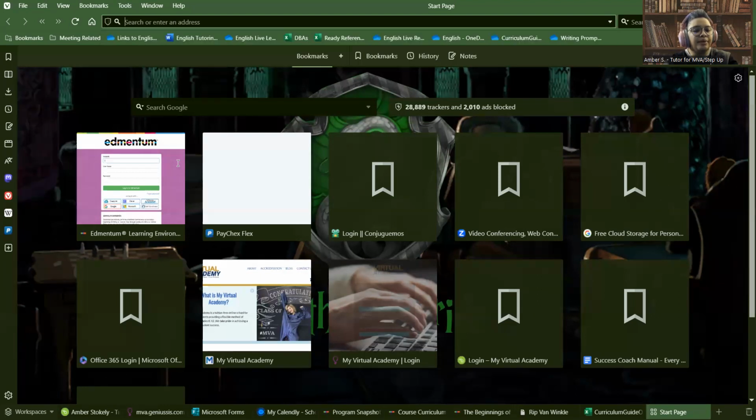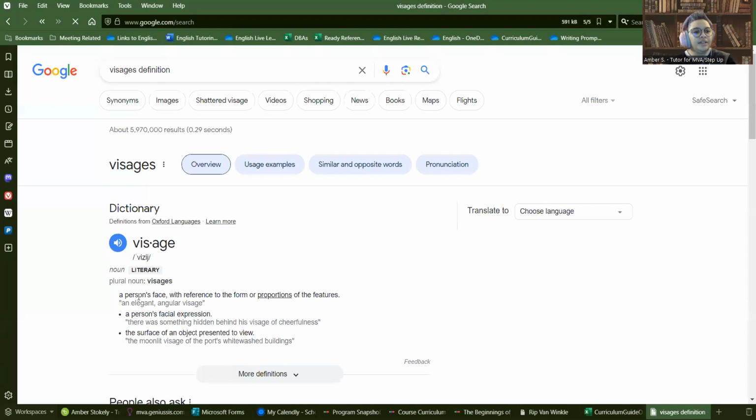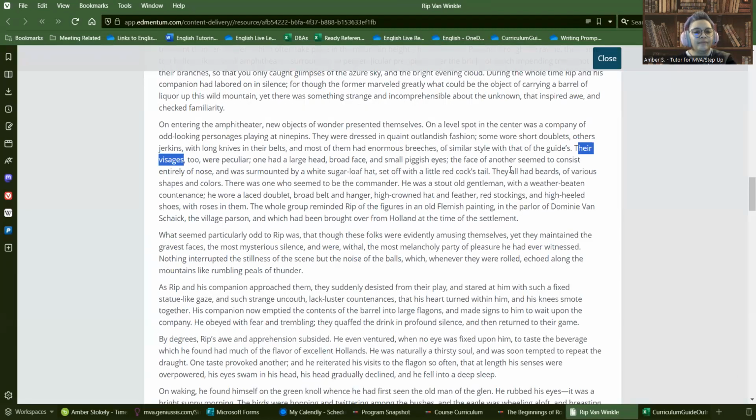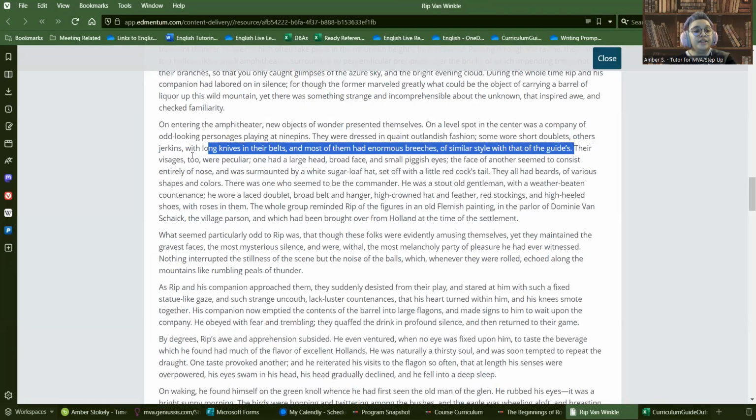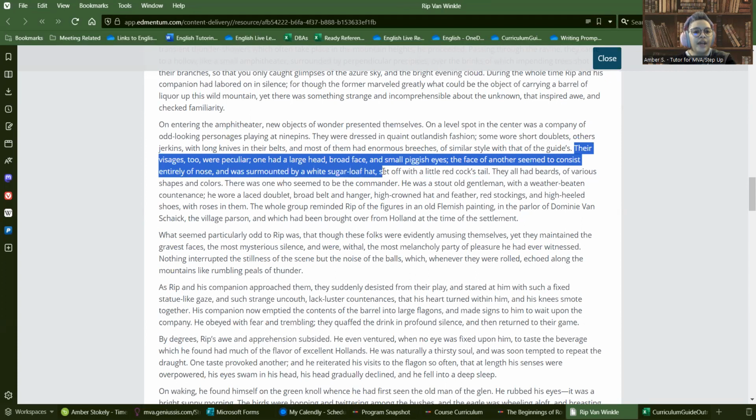Okay, so we're going to look up the definition of visage. And it's just a person's face with reference to the form and proportions of their face. So it's directly talking about the shapes of their faces. So their faces, or the shapes of them, too, were peculiar. One had a large head, a broad face, and small piggish eyes. The face of another seemed to consist entirely of nose, and was surmounted by a white sugarloaf hat set off with a little red cock's tail.